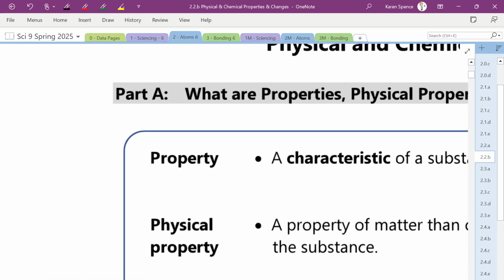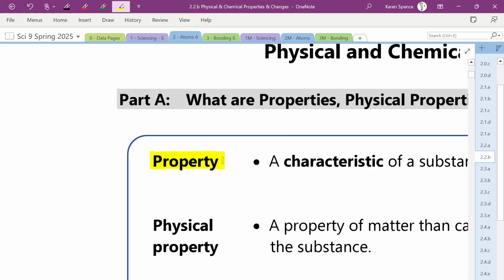Now, I don't know if you've heard the word property before. Have you heard the word property? Yes? What is a property? If I said, what is a property of this clip? You could say the clip is blue. That is a property of this clip.